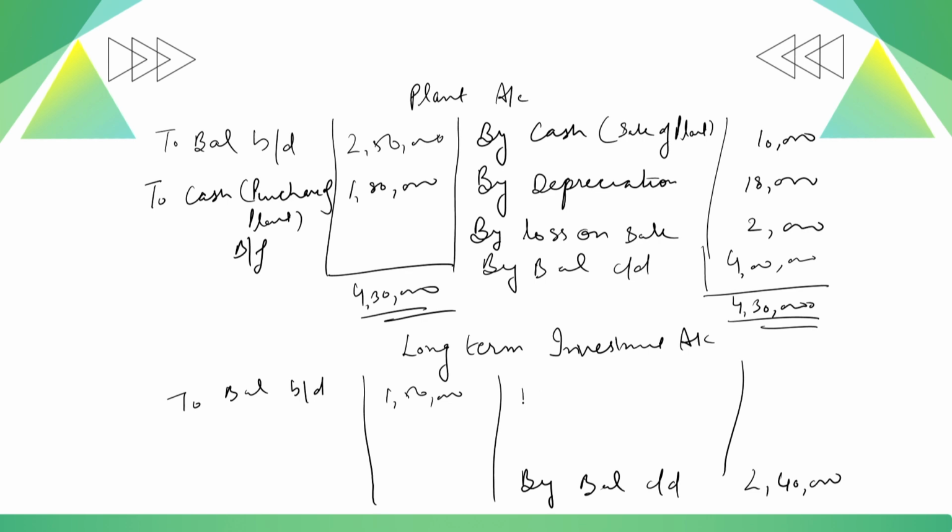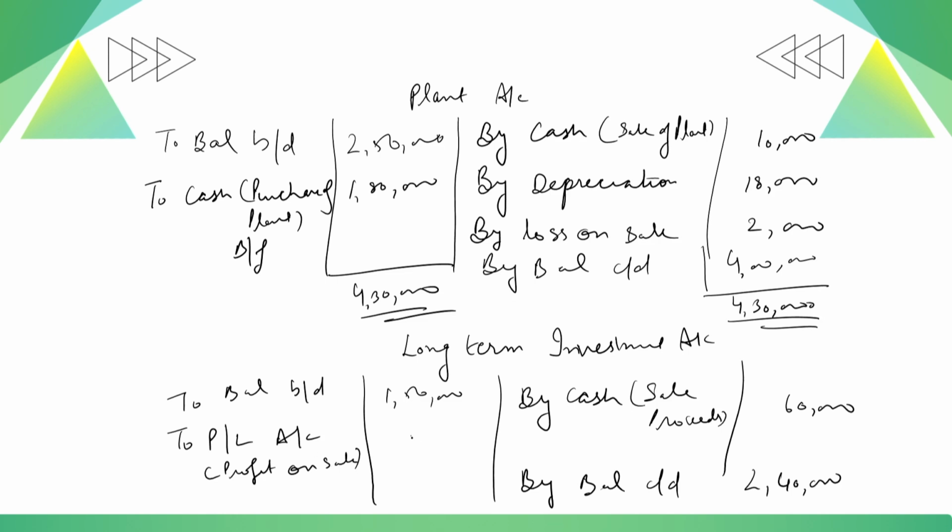and that will be shown on the credit side by cash, sale proceeds of 60,000. So that 10,000 profit will be shown in the profit and loss account as profit on sale of investment of rupees 10,000. After balancing this account, we reach the figure of 1,40,000, which again shows the purchase of the investments by cash. This is our purchase.